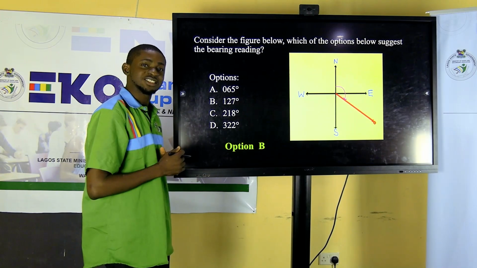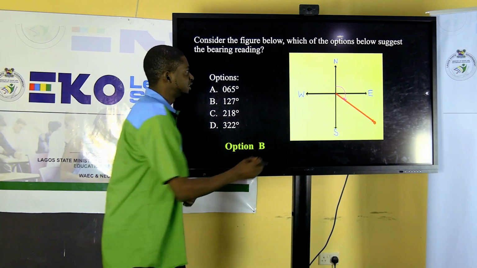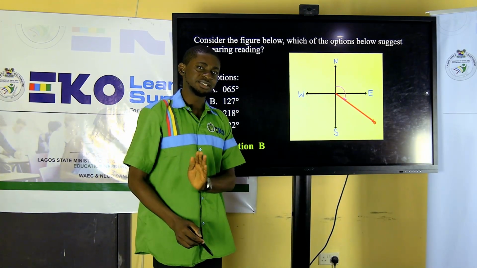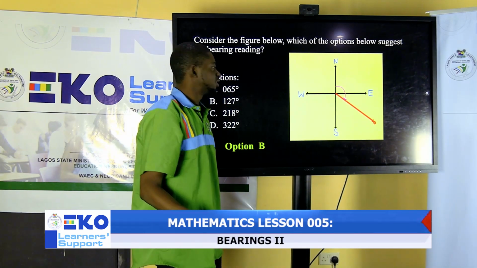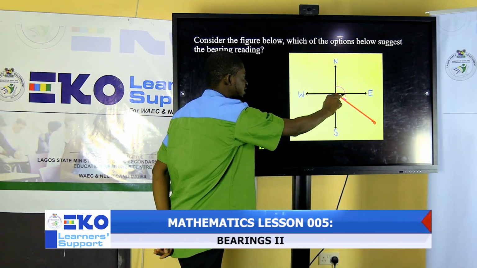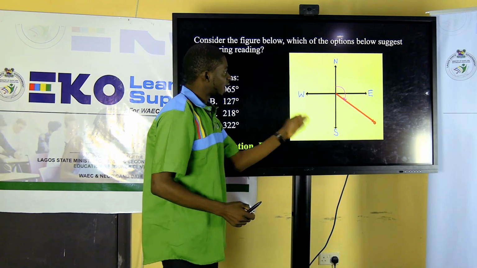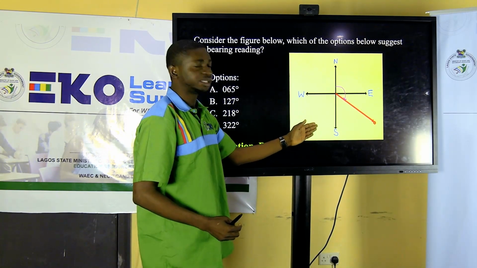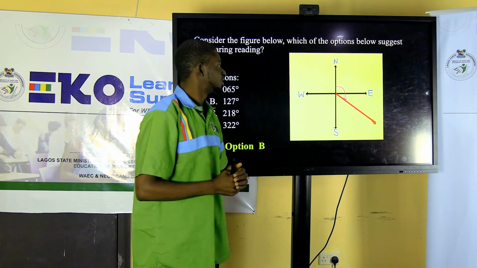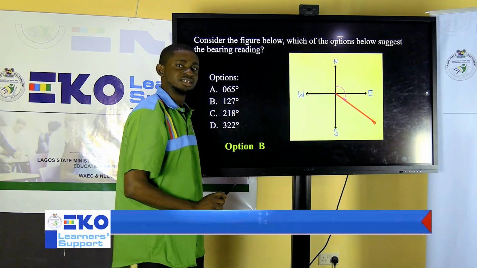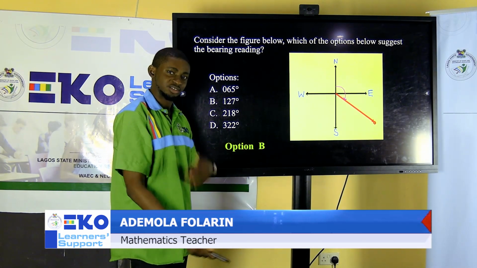Correct. If your answer is option B, correct. Why and how do we arrive at that? From the north to east is 90 degrees. So from east to south is another 90 degrees. So if the reading takes north, east, and it has moved to in between south and east, at that point, the bearing reading is above 90 degrees and is not up to 180. And that is why we have it in this as 127 degrees. Good.